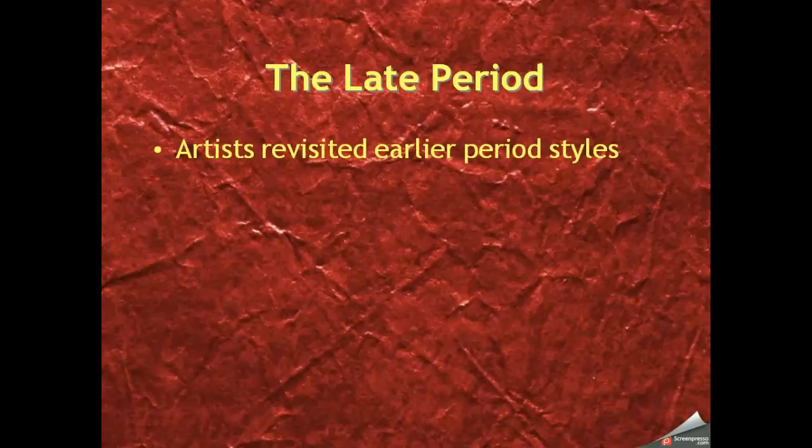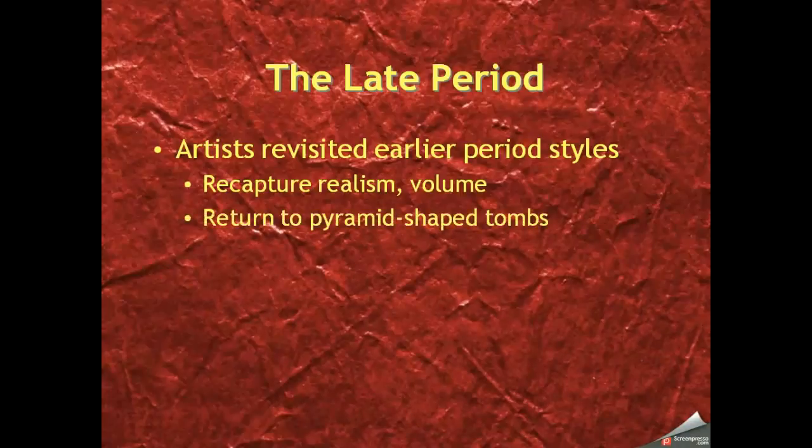In the Egyptian late period, artists tended to revisit earlier period styles. They wanted to recapture the realism and the volume of the works. And there was a return to pyramid-shaped tombs, even though they never captured the grandeur of the original, especially the Great Pyramid of Giza.